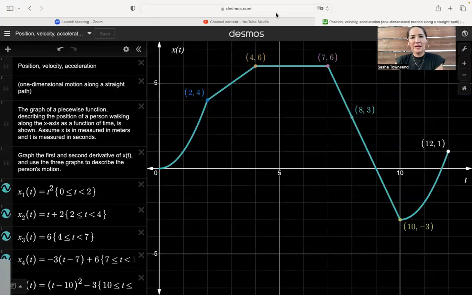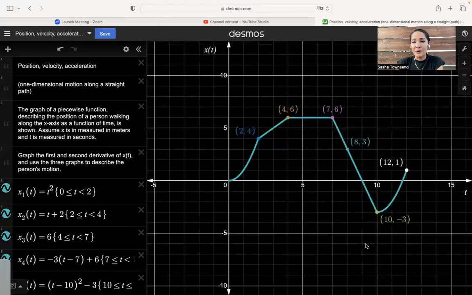In this video, we work through a position, velocity, acceleration problem where we're given the position of a person walking back and forth on the x-axis as a function of time. It's given by this graph. I'm going to graph this on my paper with you, and then we will come up with an equation representing this piecewise function, and then we can talk about the motion of somebody traveling with a position that's given by this piecewise function.